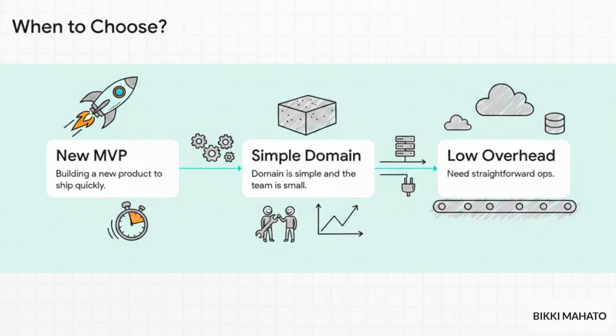When should you actively choose a monolith? Step 1, if you're building a new product or MVP and you just need to ship it quickly. Step 2, your domain is fairly simple and your team is small. And Step 3, if you need straightforward operations with minimal infrastructure overhead. If your situation ticks those boxes, starting simple isn't just okay. It is absolutely the smartest technical decision you can make.